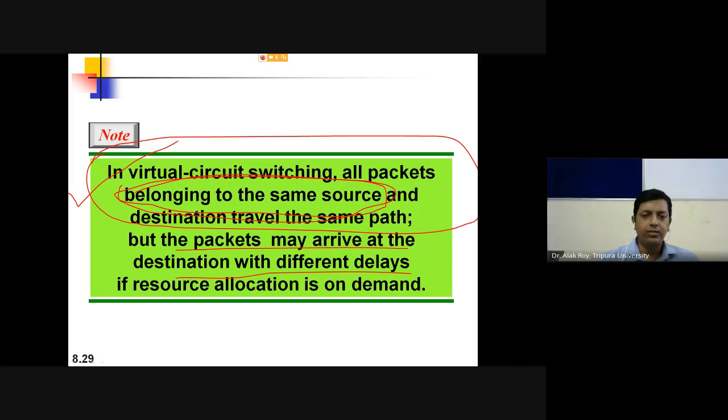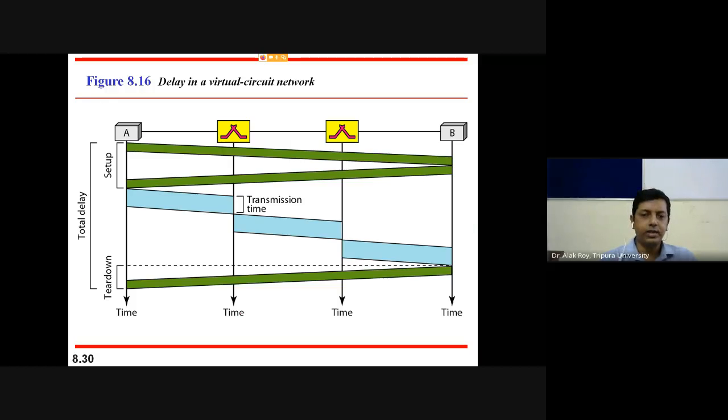Okay, if resource allocation is on demand, डिले होगा अगर हर एक टाइम पे आप एलोकेशन करते हो, माने रन टाइम. If resource is allocated dynamically on demand, then there will be delay. Okay, so see, they are saying that, okay, let's try to compare.